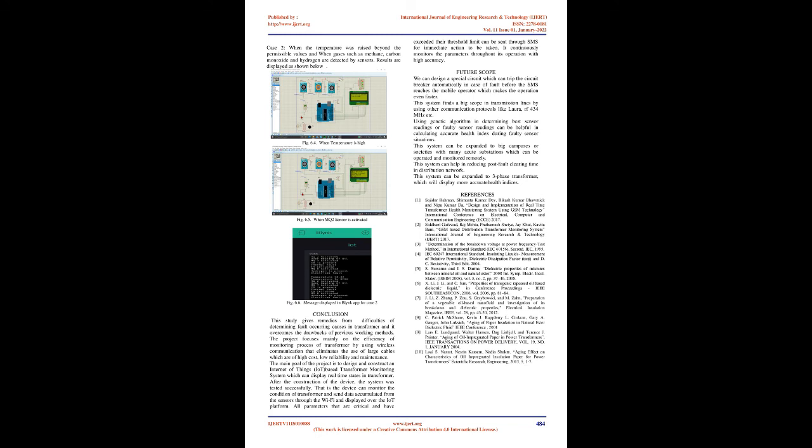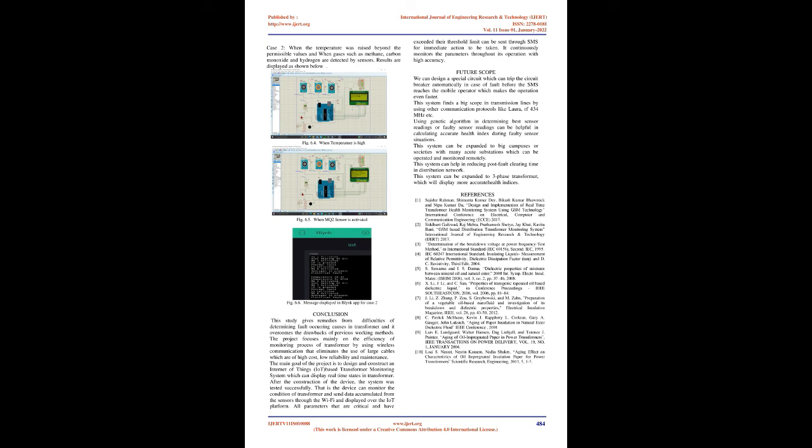After the construction of the device, the system was tested successfully. That is, the device can monitor the condition of the transformer and send data accumulated from the sensors through Wi-Fi, displayed over the IoT platform. All parameters that are critical and have exceeded their threshold limit can be sent through SMS for immediate action to be taken. It continuously monitors the parameters throughout its operation with high accuracy.